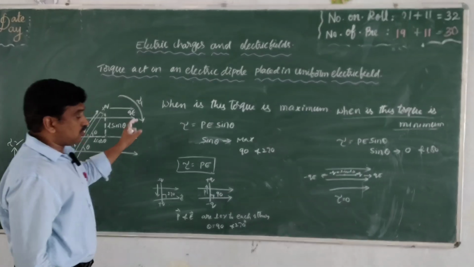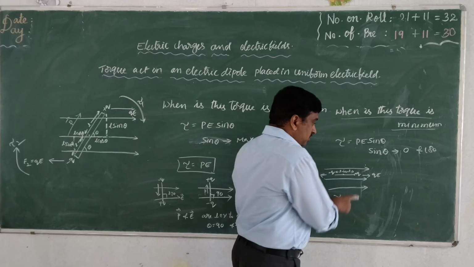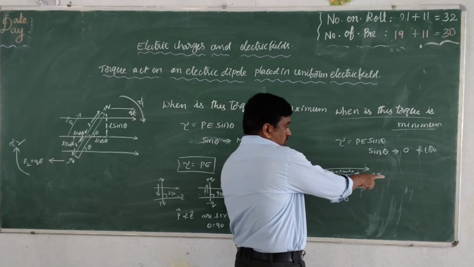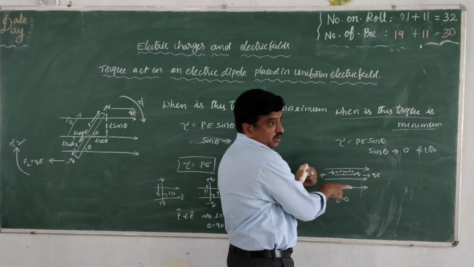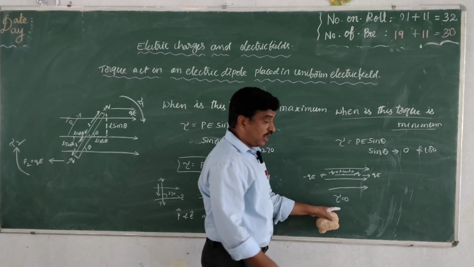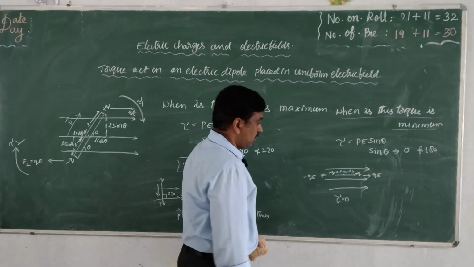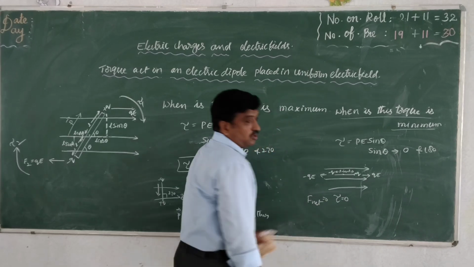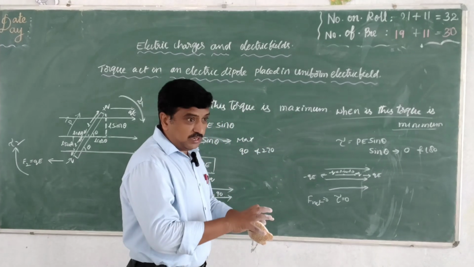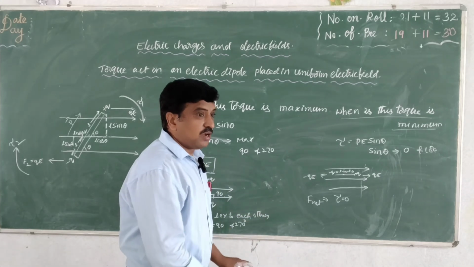Net torque here we can write as tau 1 plus tau 2, but in this case the torque is 0. Why? Because this is the force, this is the force, both are in the same line of action. Whenever two equal and opposite forces act on the same line of action, the net torque acting on the electric dipole is 0. That's why torque is 0 here. F net is already 0, torque also 0. In this case the electric dipole is in complete equilibrium.